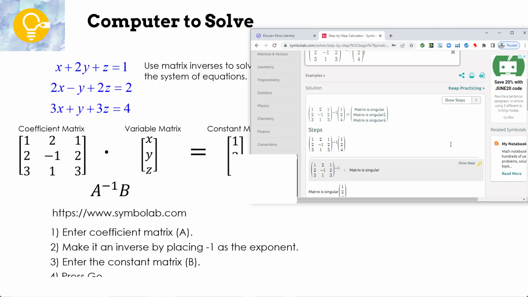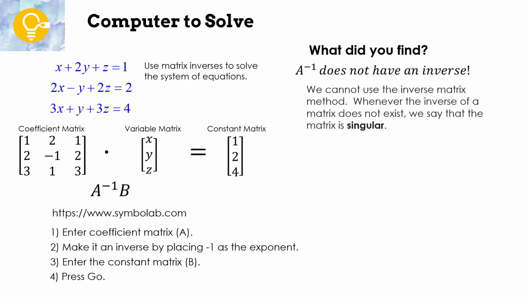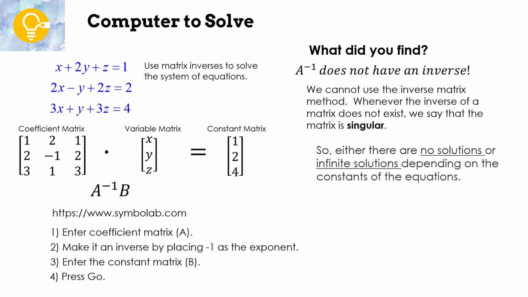Is this what you get? Matrix is singular? Yeah, you know what that means? A doesn't have an inverse. We cannot use the inverse matrix method. Whenever the inverse of a matrix does not exist, we say that the matrix is singular. So either there are no solutions or infinite solutions, depending on the constants of the equations. So basically, we just say A doesn't have an inverse.